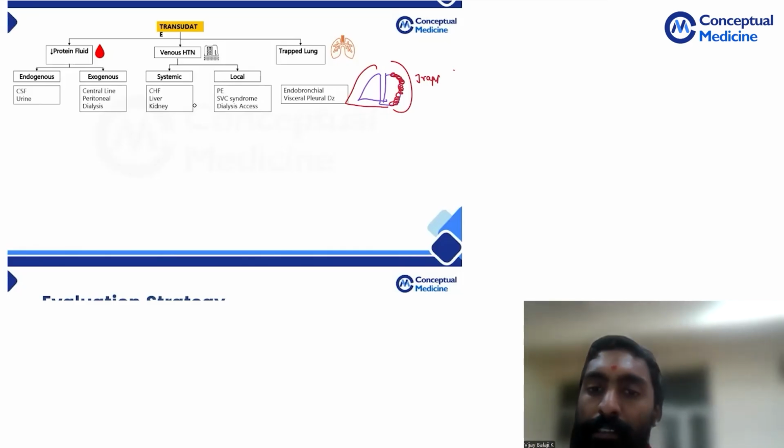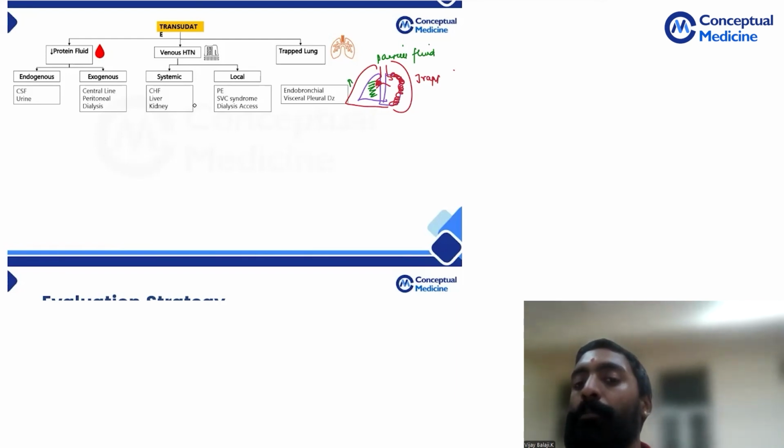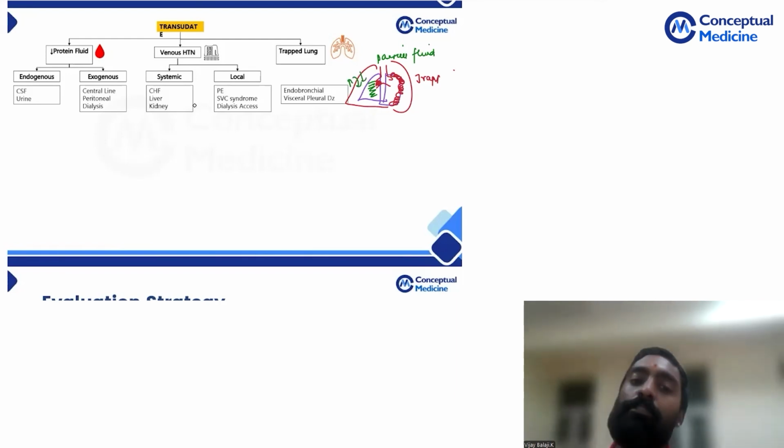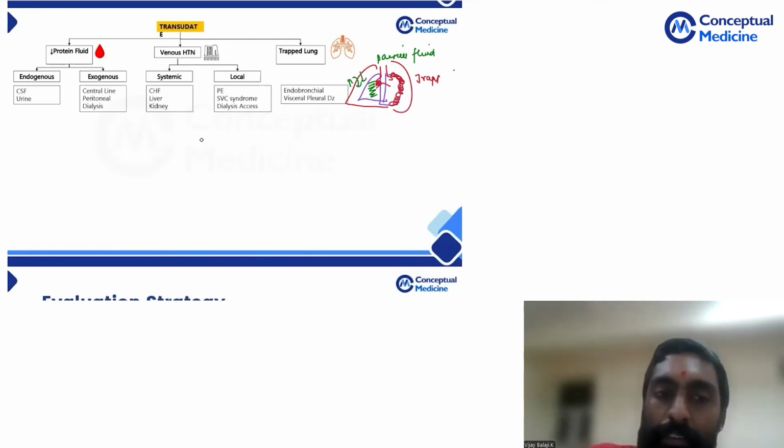Next, you have an endobronchial disease. If there is a tumor that is obstructing here, you're going to get a lung collapse. This lung is going to collapse and you're going to get a passive fluid formation. Here also, once the lung collapses, the pressure here will be more and it will secrete fluid here. So this is going to be your trapped lung physiology.